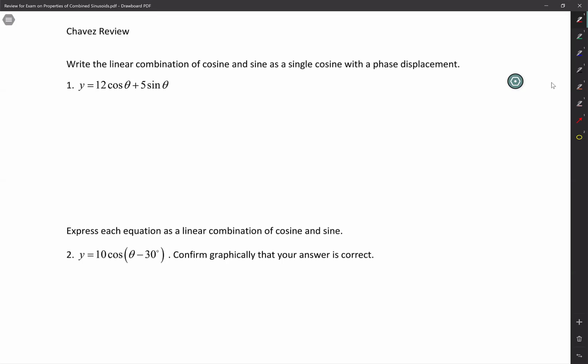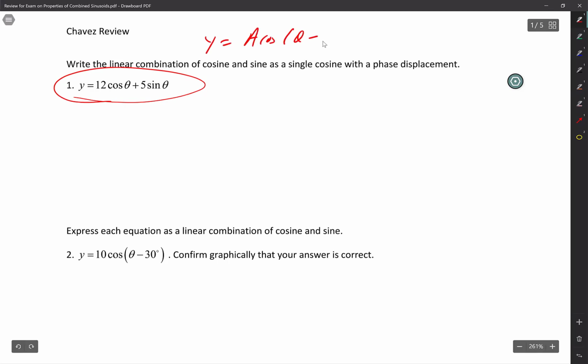All right, question number 1. It says, write a linear combination of cosine and sine as a single cosine with a phase displacement. So that means that I want to see a single cosine with a phase displacement. So hopefully you remember something like y equals A cosine theta minus D. And that's what we're talking about here. So that 12 acts like a vector, like an x value. That 5 acts like a vector in the y direction. So it would be ideal if you did a little sketch, 12, 5, point. You don't have to do that sketch, but it would be ideal.